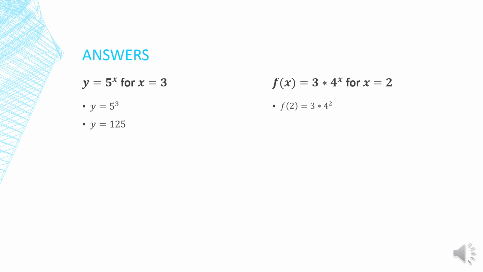Here are your answers. For y equals 5 to the power of x, we plug in 3 for x. 5 to the third power, in evaluating it, gives me 125. For the second one, plug in 2 for x. So f of 2 is equal to 3 times 4 raised to the power of 2. We need to do the exponent first. 4 squared is 16. Then 3 times 16 is 48. So f of 2 is equal to 48.